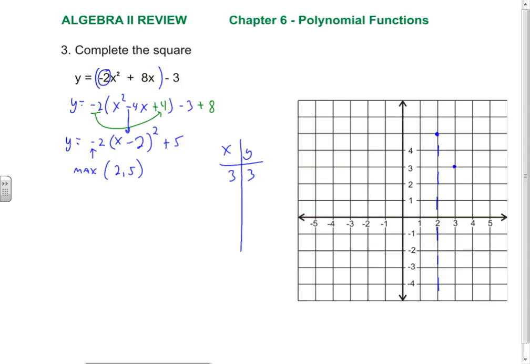I'll go 1 to the left of the line of symmetry, put my other point. Let's go ahead and do 4. Again, putting 4 in. 4 minus 2 is 2. 2 squared is 4. 4 times negative 2 is negative 8. Negative 8 plus 5 is a negative 3. So we have the point 4, negative 3. 2 to the right of the line of symmetry, 2 to the left, and there's our parabola.